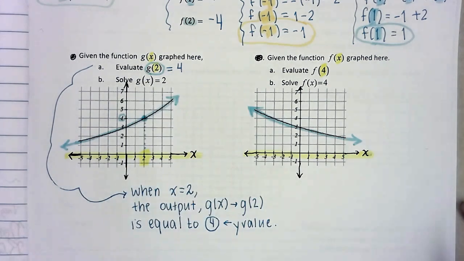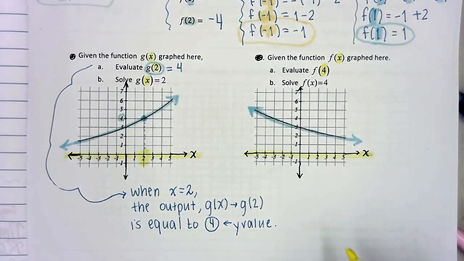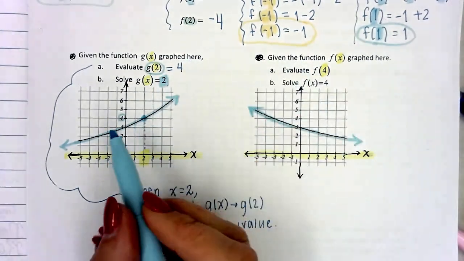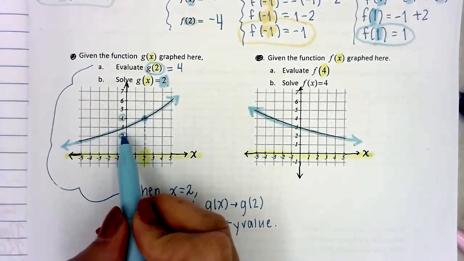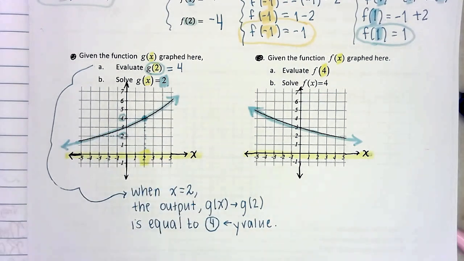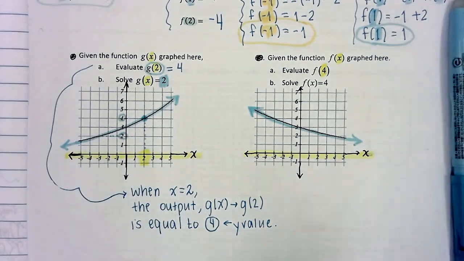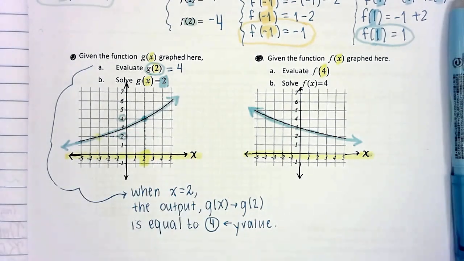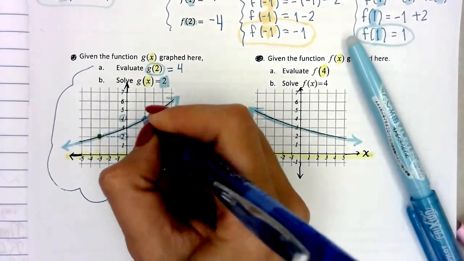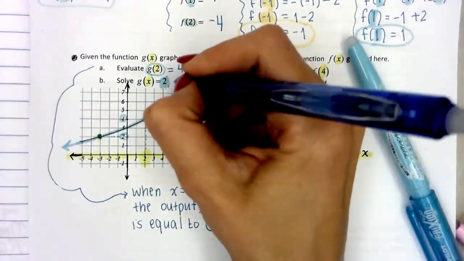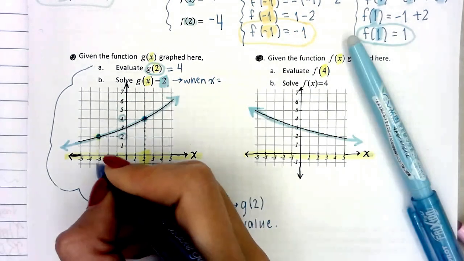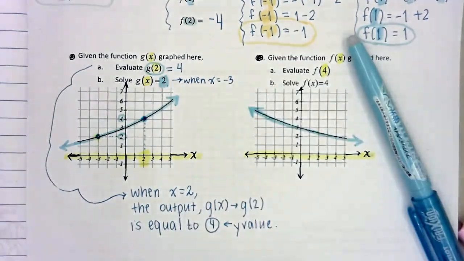Now, the next part over here: solve g of blank equals 2. So now it's sort of the other way. They want to know when the y value is 2, which x value caused that to happen. So I see the spot. I see it right over here. So what point are we referencing? It's the other one. So I would say that this happens when x equals -3.